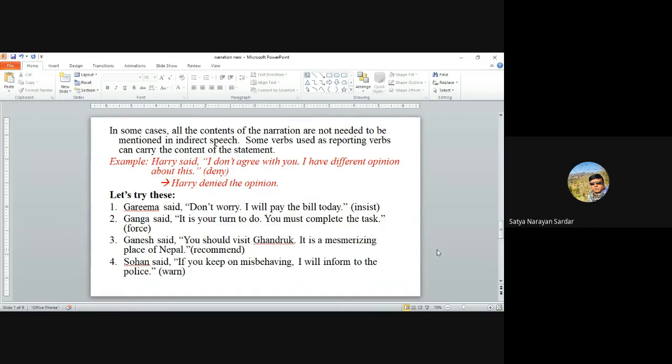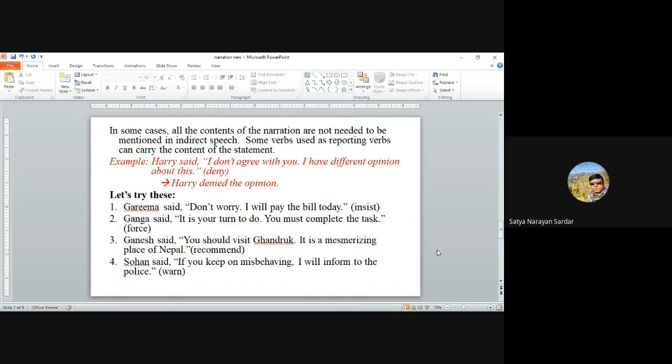Now let's go towards a bit advanced type of narration. In some cases, all the contents of the narration do not need to be mentioned in indirect speech, because some verbs used as reporting verbs can carry the content of the statement, can have its meaning inside them. For example, Harry said, "I don't agree with you. I have a different opinion about this." Verb: deny. He denied the opinion.